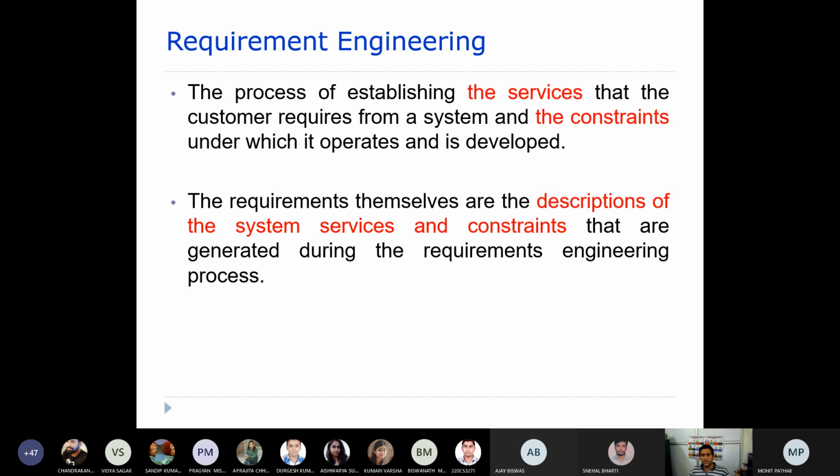So the requirements themselves are the descriptions of the system services and constraints. Whatever the system services and constraints we have talked about so far, their descriptions are actually the requirements. Okay. So these descriptions or the requirements are generated during this requirement engineering process. Through this process, we are able to establish the requirements.